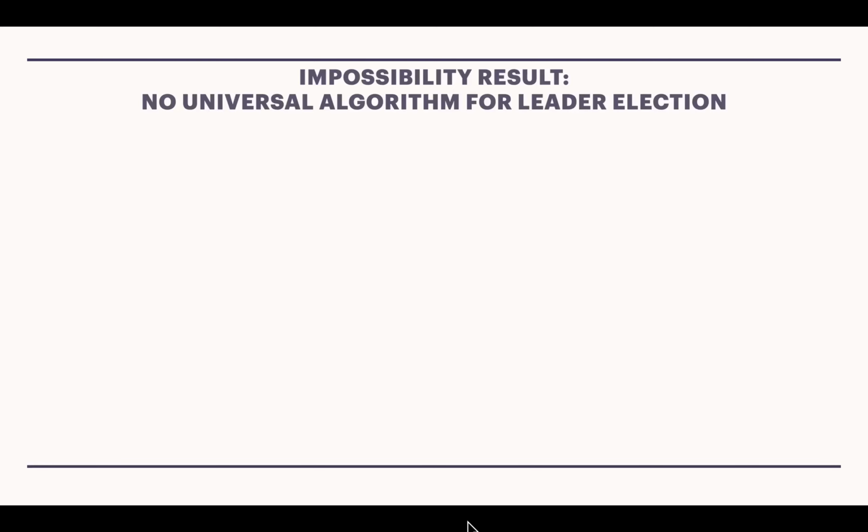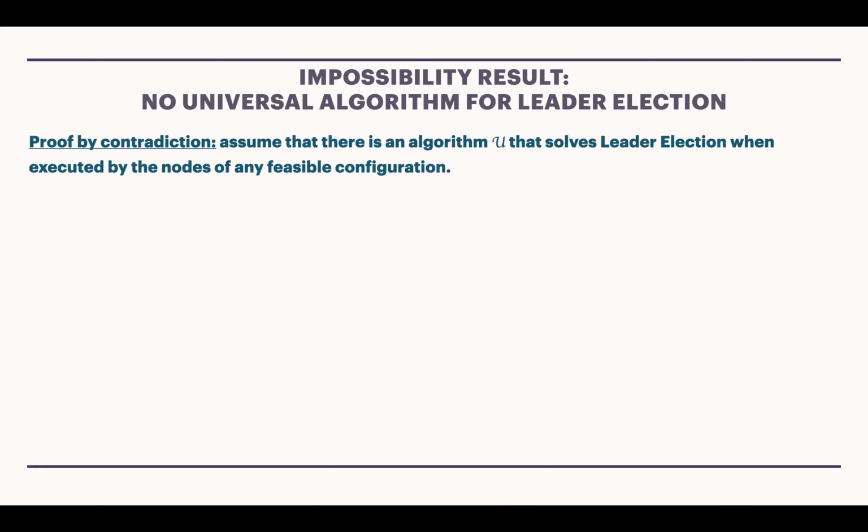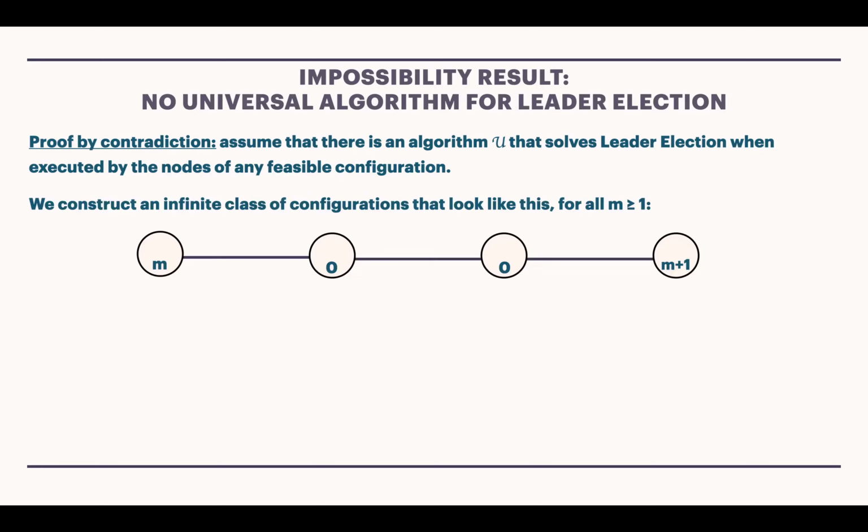So first, let's consider the impossibility of having a universal algorithm that solves leader election in all feasible configurations. To prove by contradiction, let's assume there is such a universal algorithm U that's always going to solve leader election in every feasible configuration, and we're going to build some very simple configurations that look like this for every positive integer m. And so these two middle nodes are going to have a wake-up tag of 0.